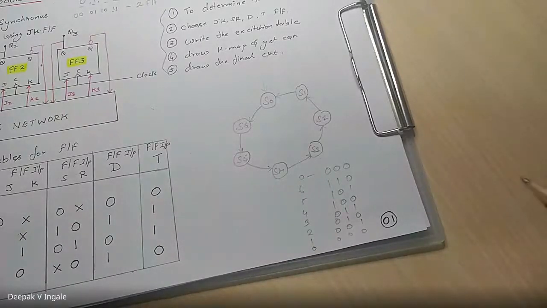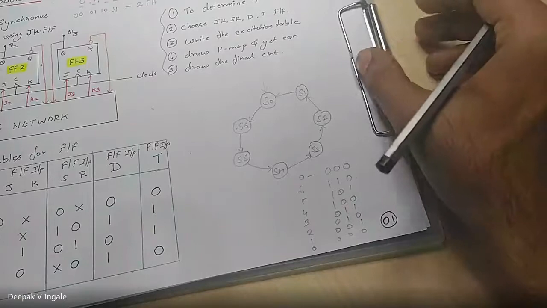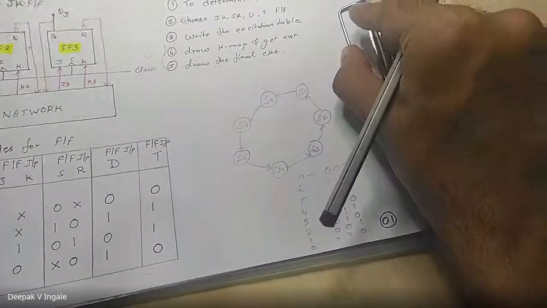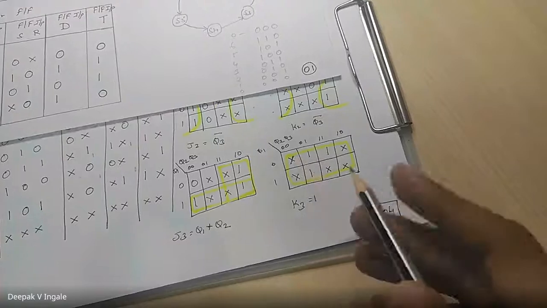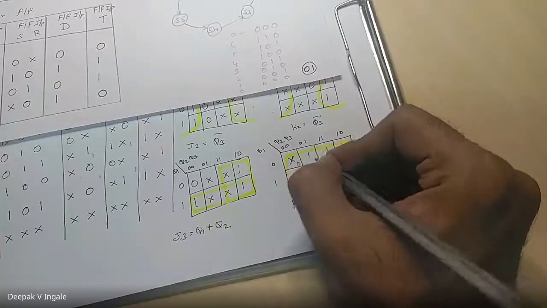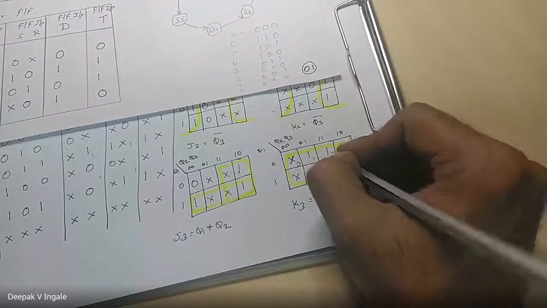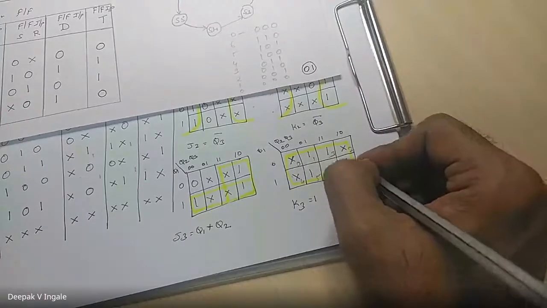Correct? First you have to enter cell number 6, then 5, then 4, then 3, then 2, then 1, then 0. Correct? While entering the values in the K-map here. Yes, sir. Okay, so what would happen? This is 0, 1, 2, 3, 4, 5, 6, 7.